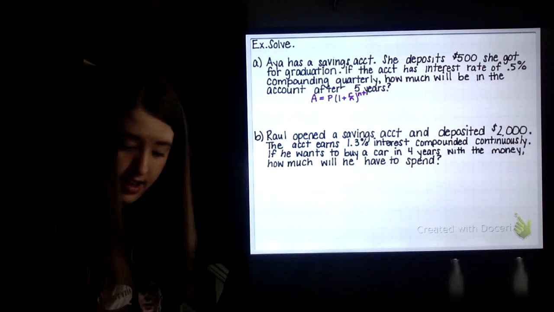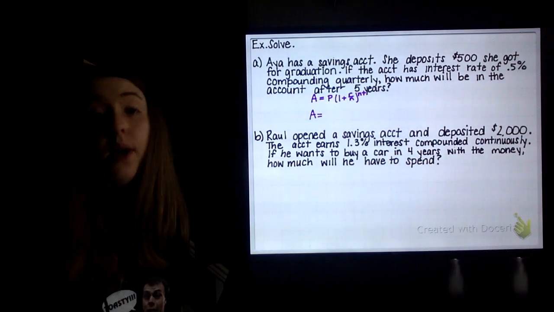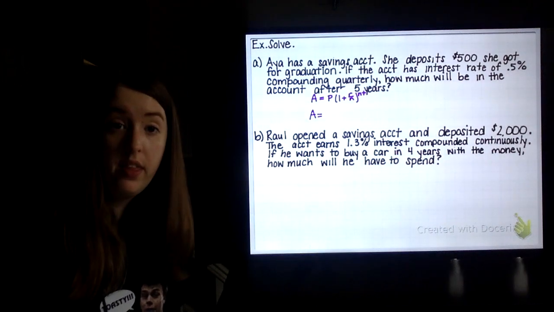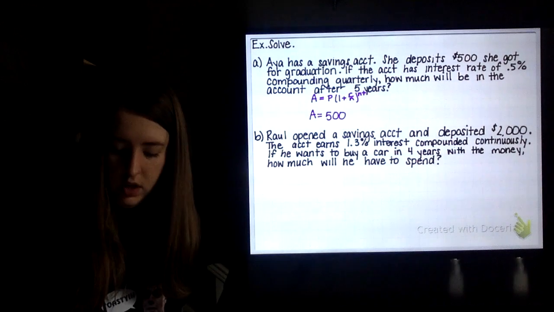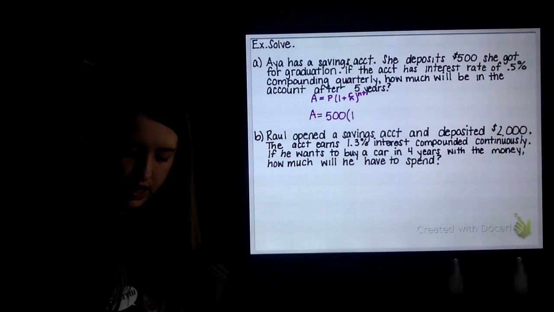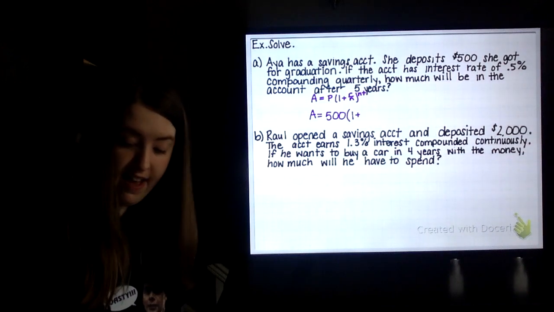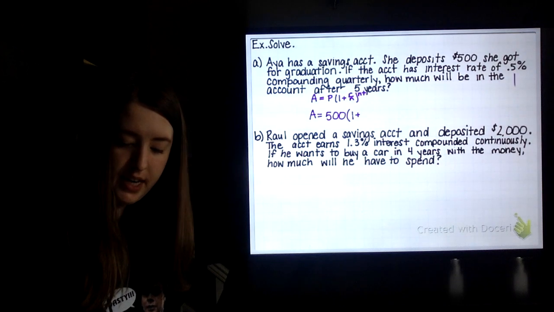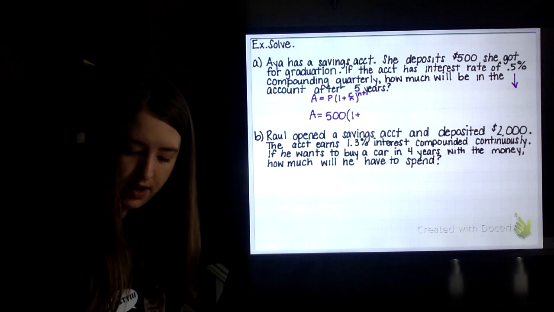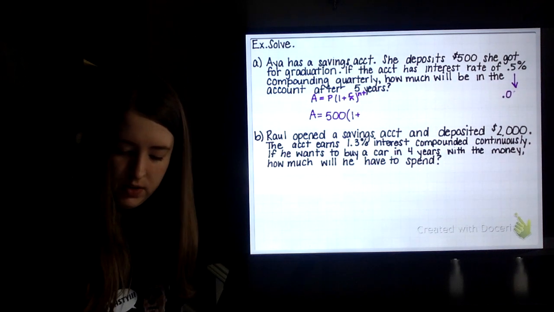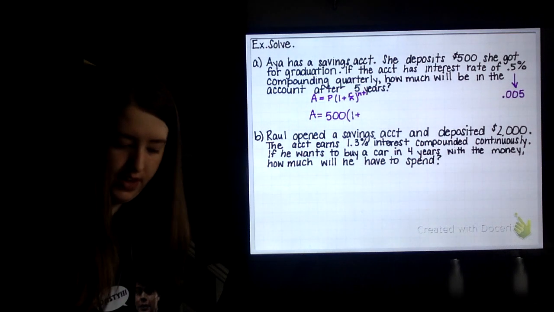So for A, I don't know what the account balance is going to be, so I'll just leave that there. Principal is how much I began with, and Aya put 500 in her account. And then I'll have 1 plus. So for that rate, I have 0.5%, but I need to make sure that I rewrite that as a decimal. So I'm going to have to stick 5 zeros in front of it, and I'll have 0.005 for that interest rate.